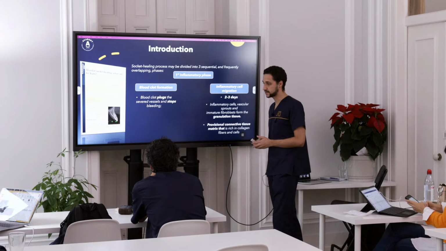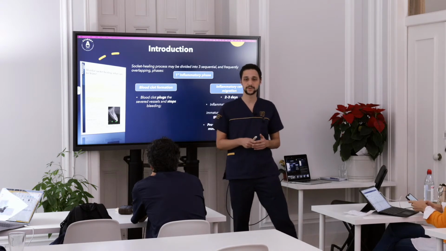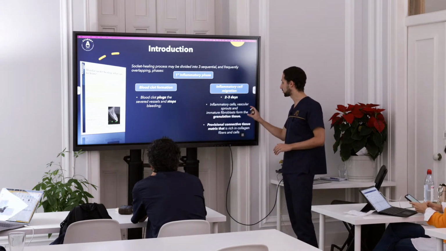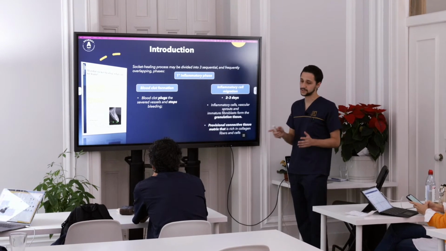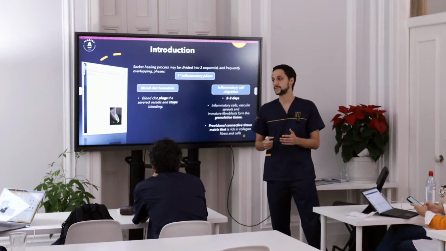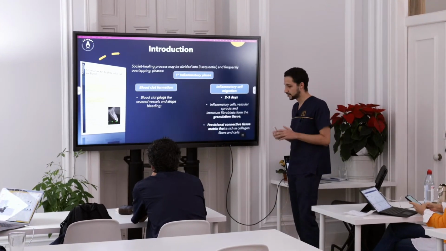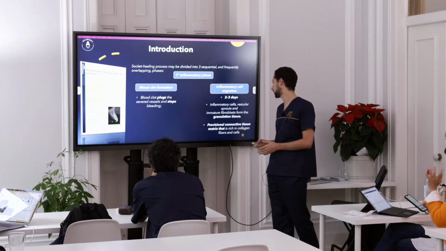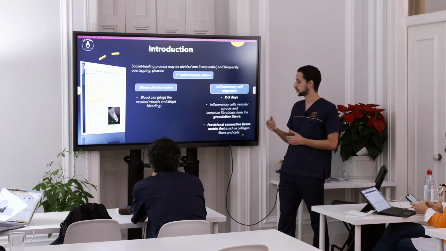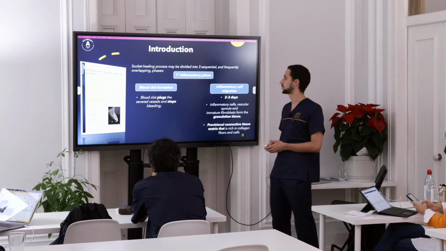Then, within the 2-3 days after the surgery, we know there are going to be inflammatory cells that are going to start to clean the wound, and afterwards there are going to be also vascular sprouts and immature fibroblast cells that are going to form the granulation tissue. This granulation tissue is then going to sterilize the wound, and we're going to have a provisional connective tissue matrix that is full of collagen fibers and other types of cells.